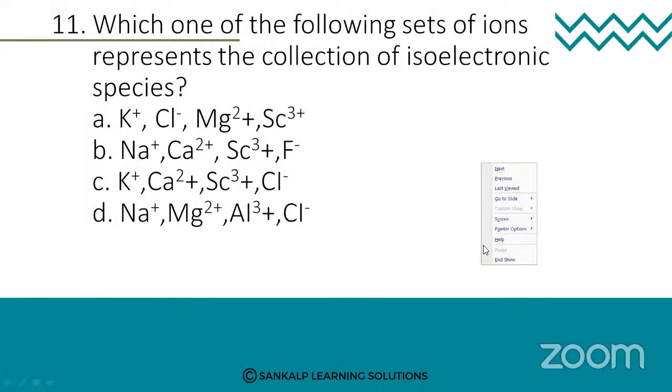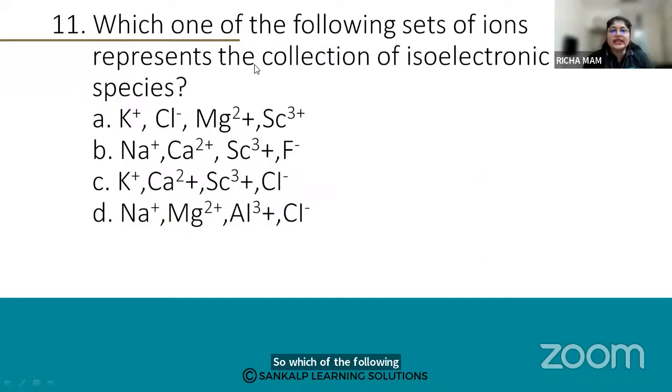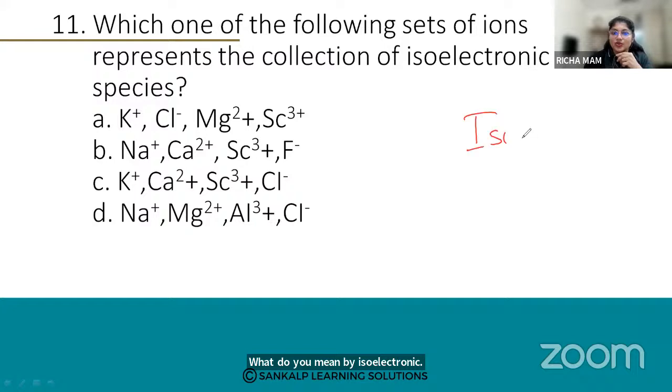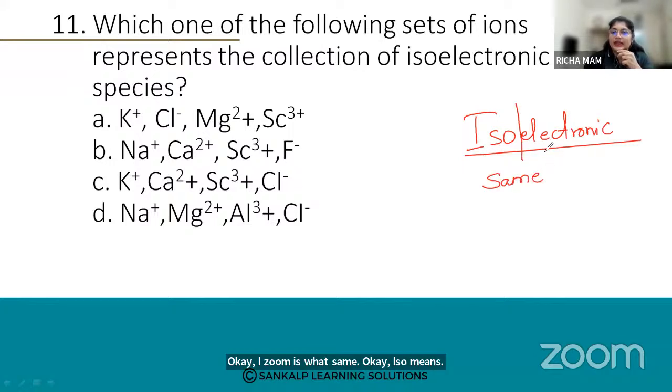Which of the following sets of ions represents the collection of isoelectronic species? Now, what do you mean by isoelectronic species, students? Has anybody heard about isoelectronic? Iso means same. Electronic means number of electrons. Same number of electrons.